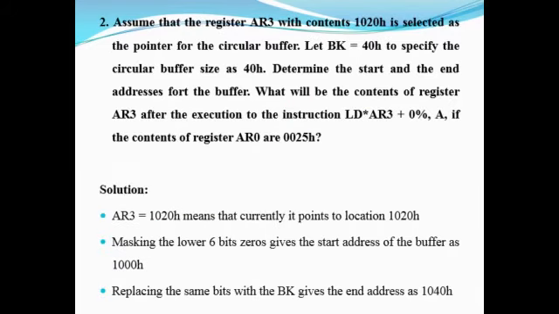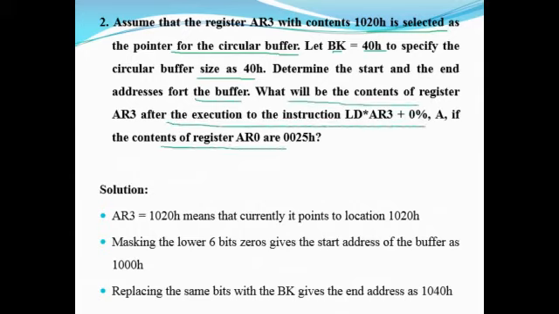Then assuming that the register AR3 with the contents 1020 is selected as a pointer for a circular buffer, let BK be the circular buffer size, which is 40H, to specify the buffer size of 40H. Determine the start and the end address for the buffer. What will be the contents of the register AR3 after the execution of this instruction? And the contents of AR0 are 0025H.